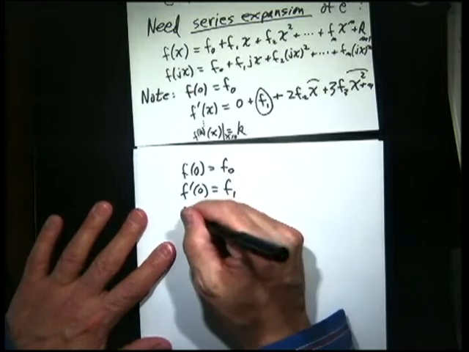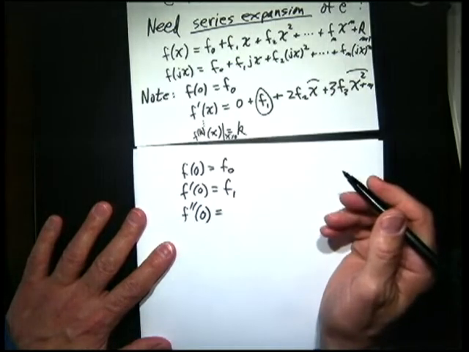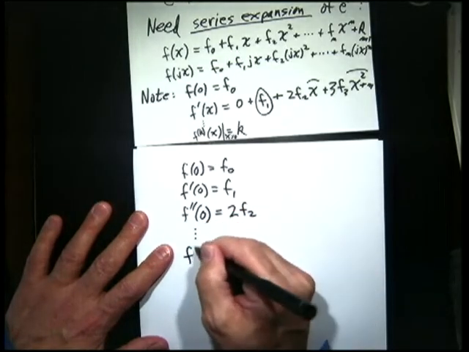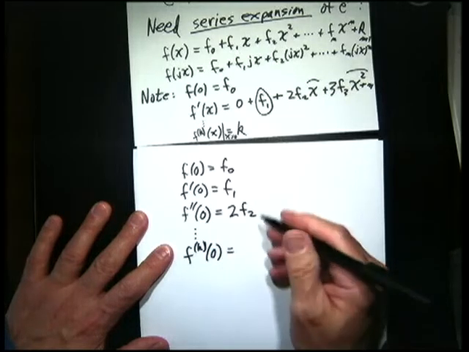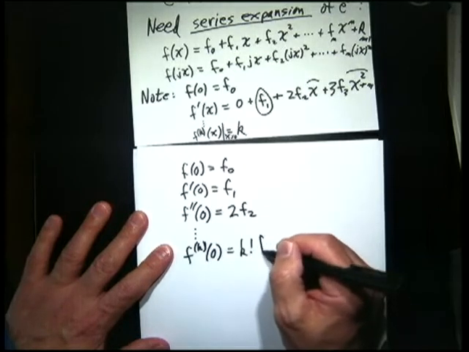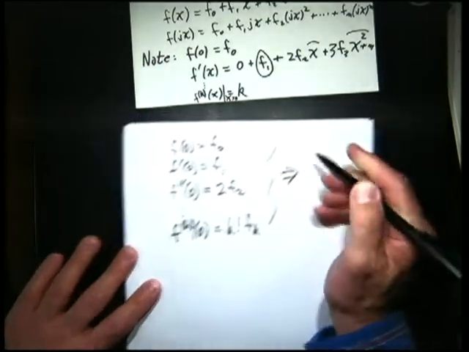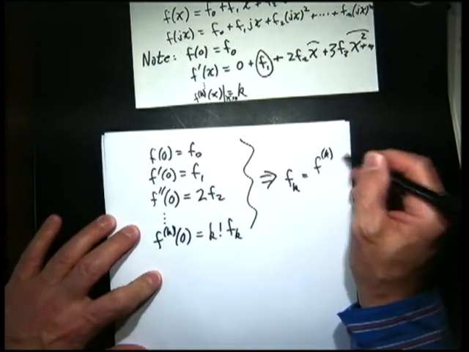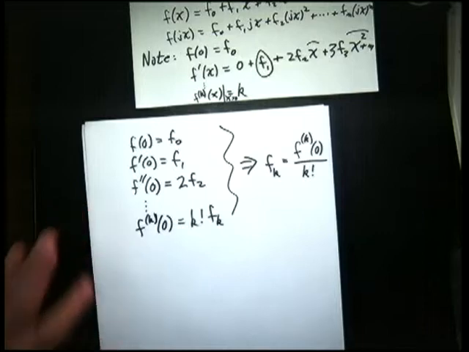And then f double prime of 0, the second derivative of the polynomial evaluated at 0, is 2f2. And in general, the kth derivative of this polynomial expansion evaluated at x equals 0 is k factorial times f sub k. So this gives us the formula for f sub k, the coefficient of the polynomial. It's basically just the kth derivative of the function we're expanding evaluated at 0 divided by k factorial.